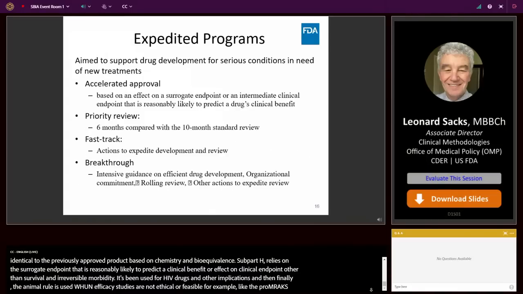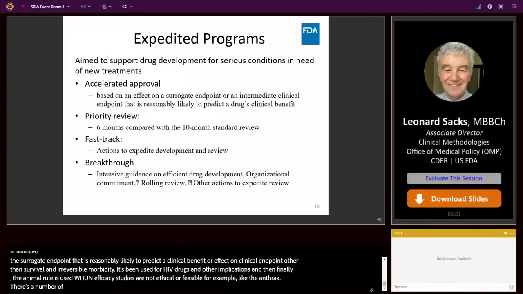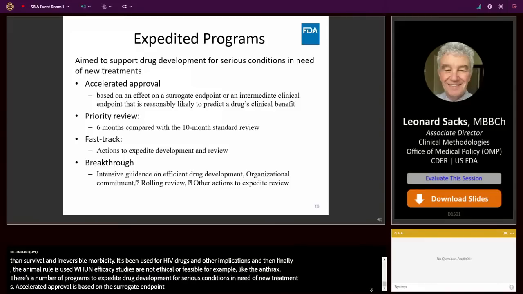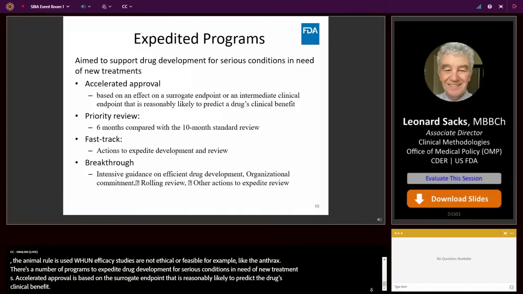CDER has a number of programs to expedite drug development for serious conditions in need of new treatments. Accelerated approval is based on the effect on a surrogate endpoint or an intermediate clinical endpoint that's reasonably likely to predict a drug's clinical benefit. Priority review is given to drugs that satisfy a serious unmet medical need, and in those situations the review is completed in 6 months instead of the 10-month standard review.